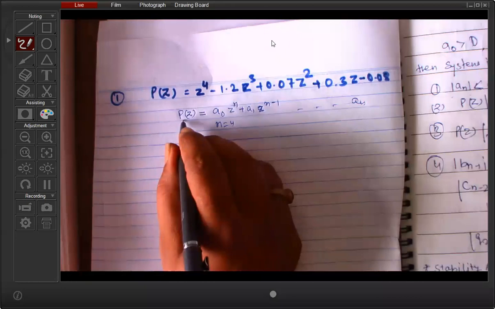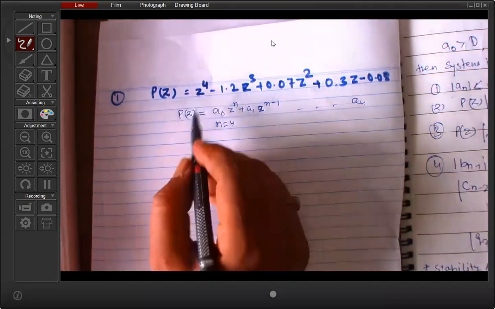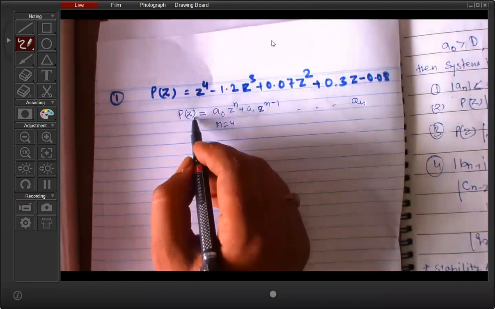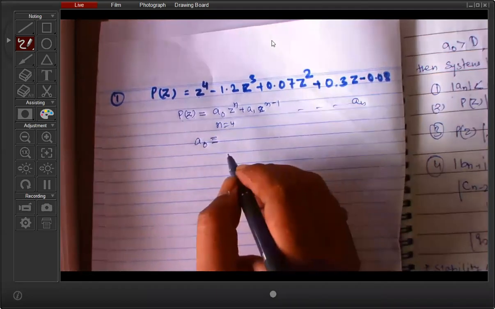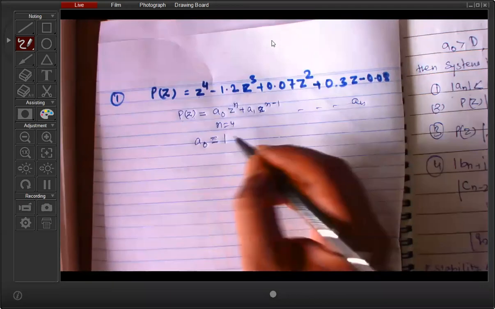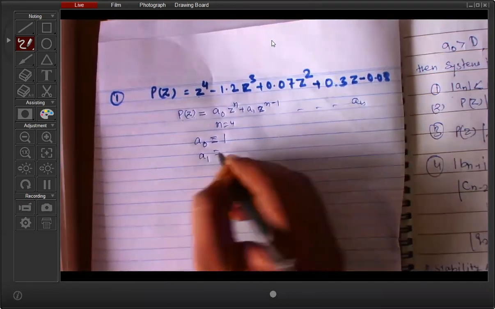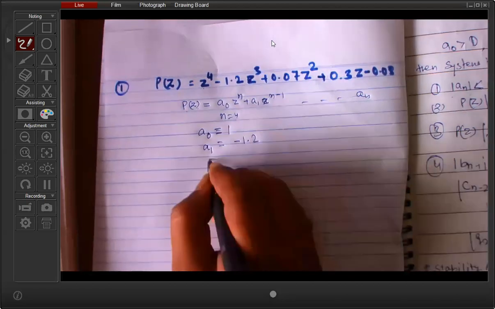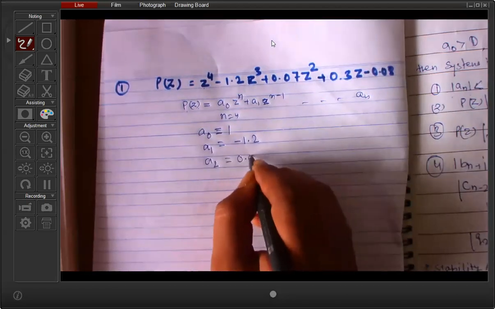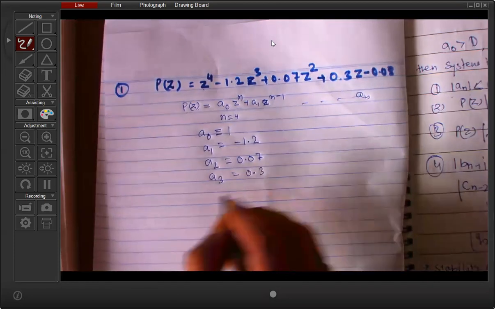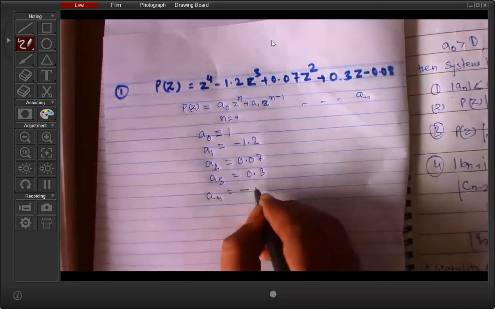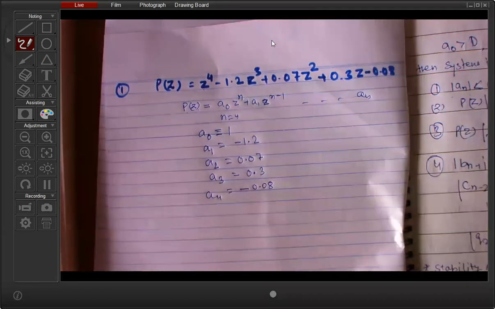If you compare the given polynomial with the standard characteristic equation polynomial, then a naught is equal to 1, a1 is equal to minus 1.2, a2 is equal to 0.07, a3 is equal to 0.3, and a4 is equal to minus 0.08. Any doubt? No, sir.